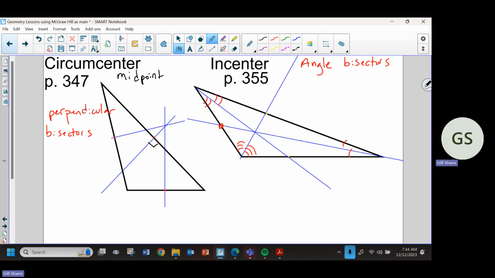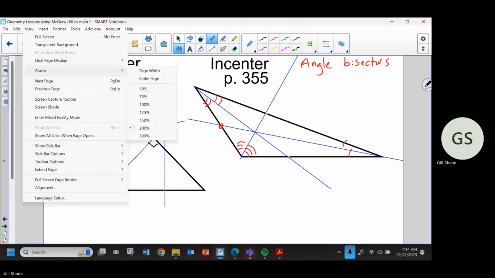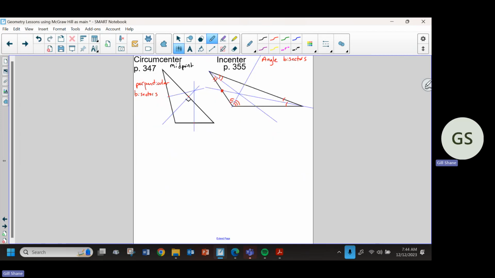So median, which I do want to still talk about, I don't have it on the screen. Here, I'm going to zoom out and just show you. So if we had the same exact triangle, there we go. Same exact triangle.